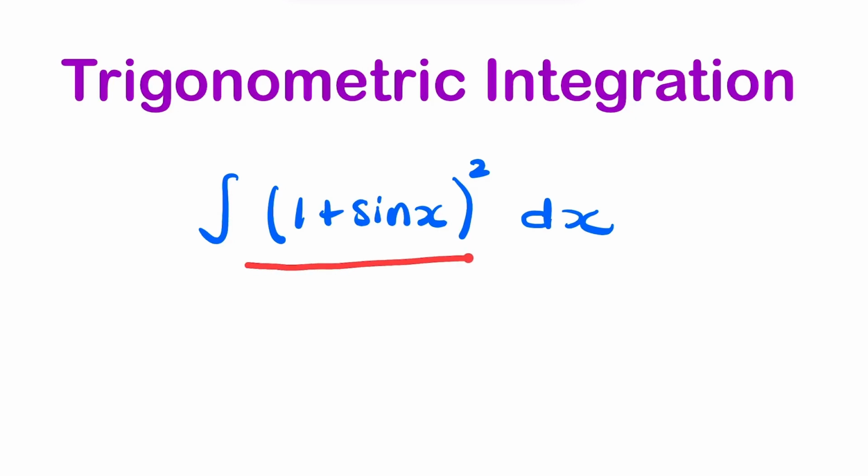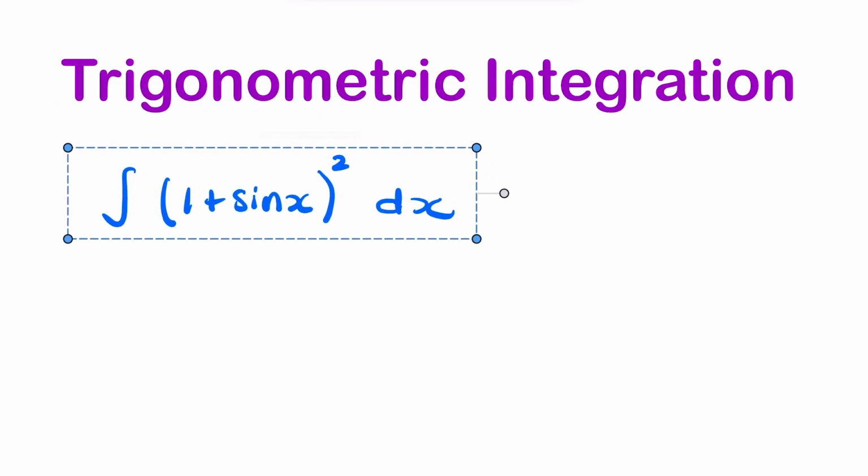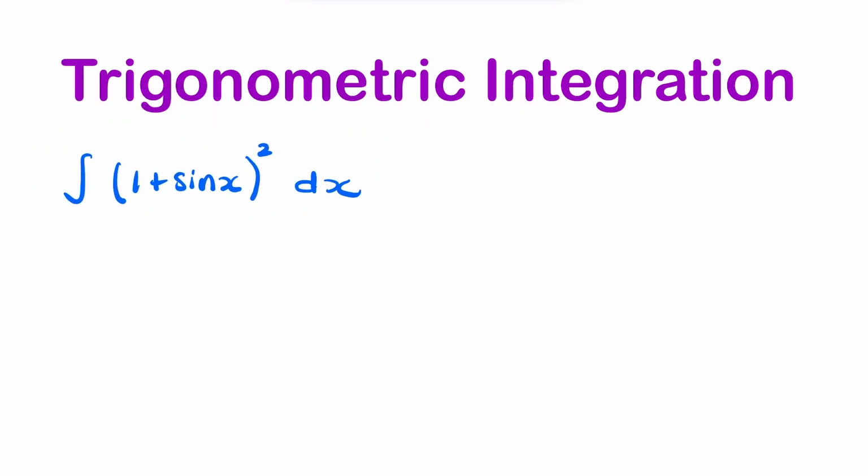So I'm going to attempt to integrate (1 plus sine x) squared. Now, I don't know what to do with this. I would probably just expand the bracket. So (1 plus sine x) squared means that you have (1 plus sine x) times (1 plus sine x). That's what it looks like.